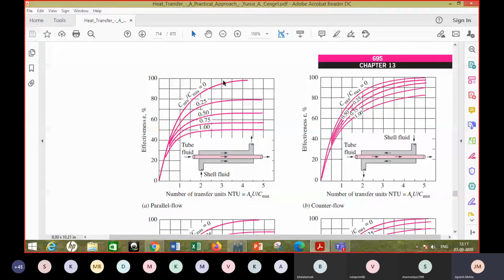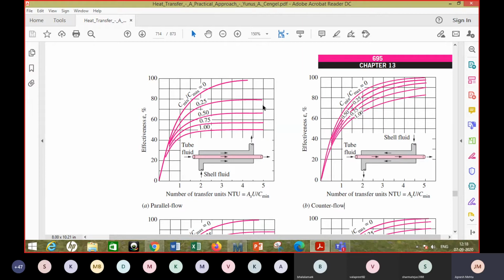Okay, so this is for the parallel flow, this is for the counter flow, right? This can be considered a tube in tube type of heat exchanger, or even a shell and tube type of heat exchanger with only one tube side pass and one shell side pass. So if it is counter flow, then you can use these graphs.